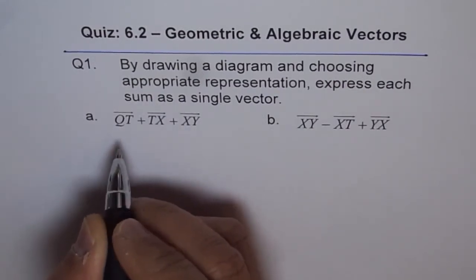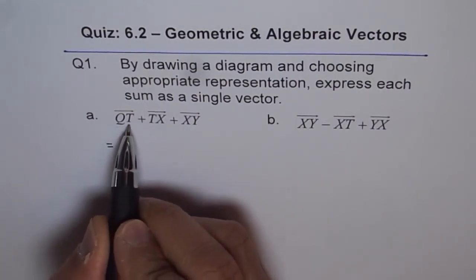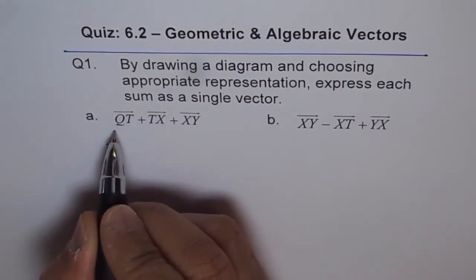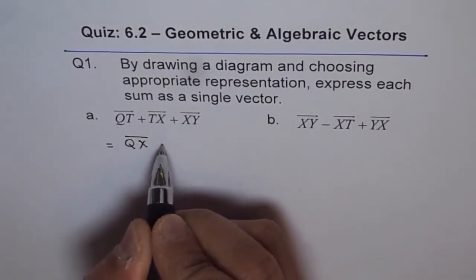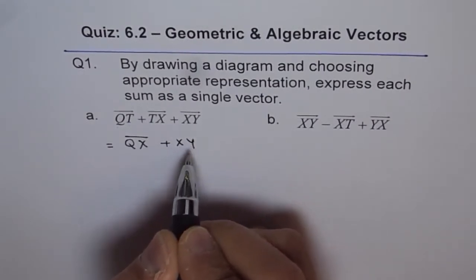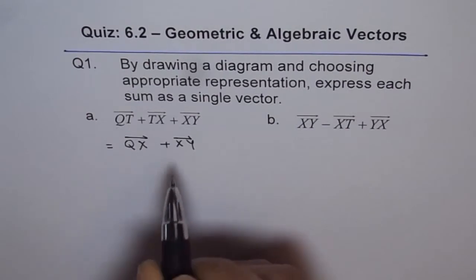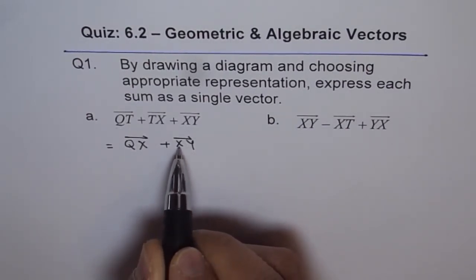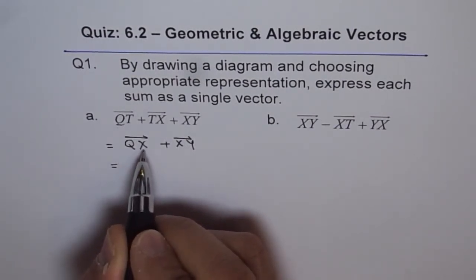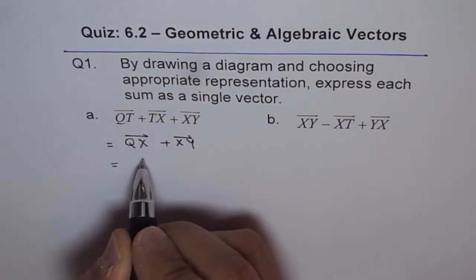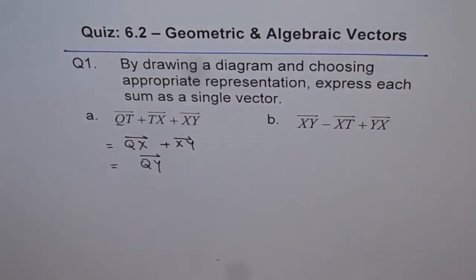So we can say algebraically, I can write this as: I combine QT and TX and write the first two terms as QX plus XY, right? So when I'm drawing a line, I am not drawing an arrow here, but the direction is from the first to the next one, correct? Now this is equal to from Q to X, and from X to Y we get from Q to Y, correct? So that is our answer.